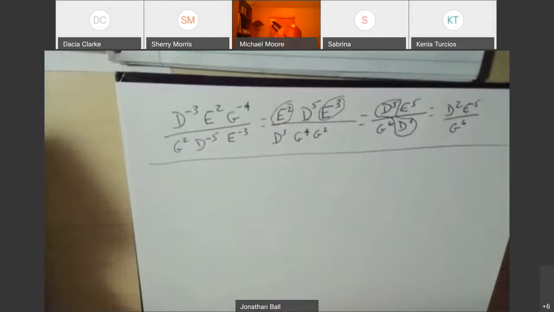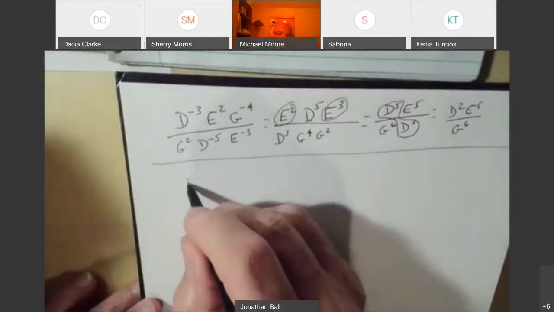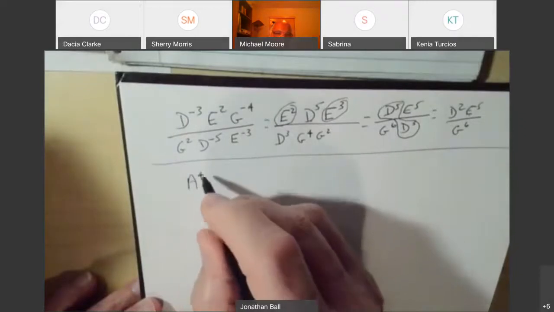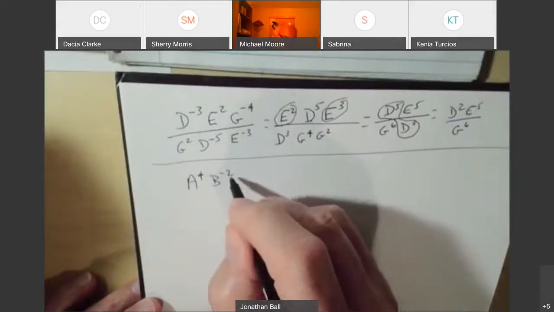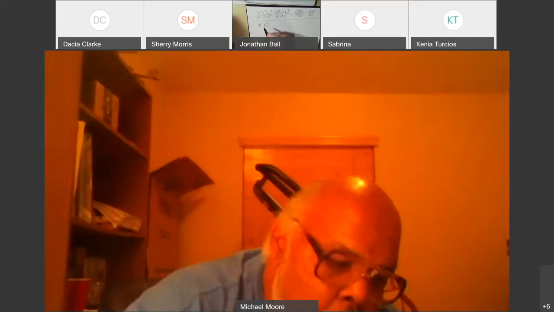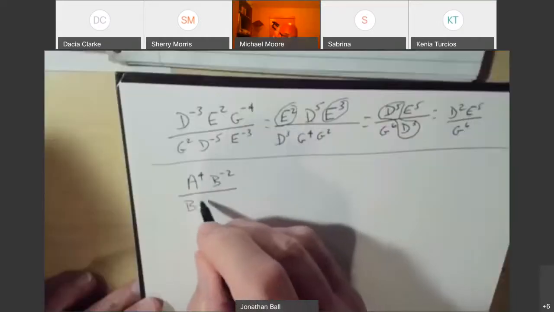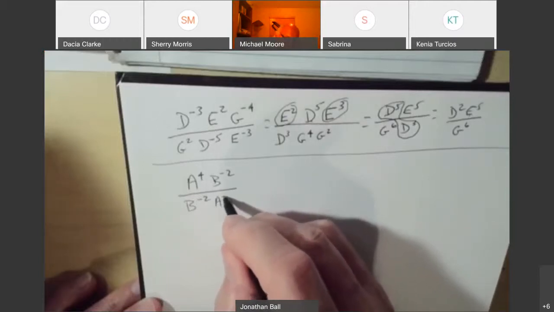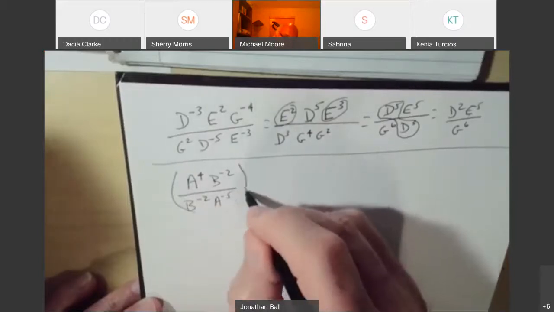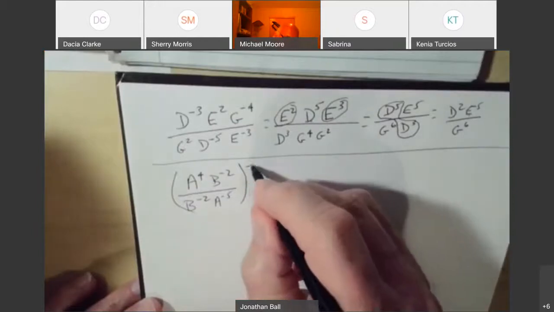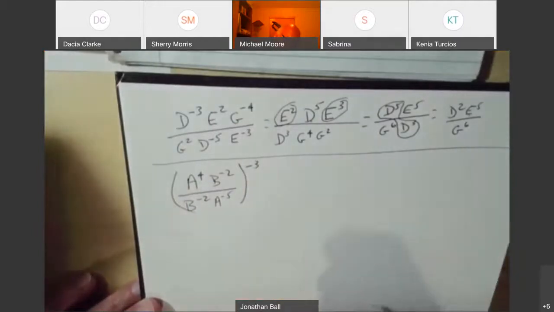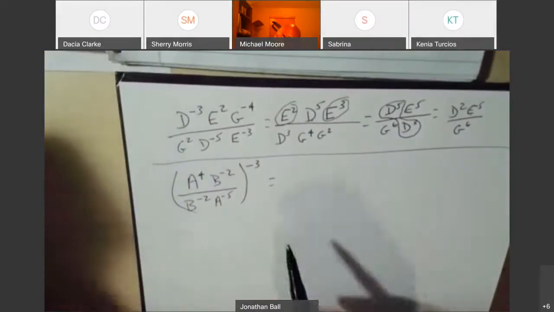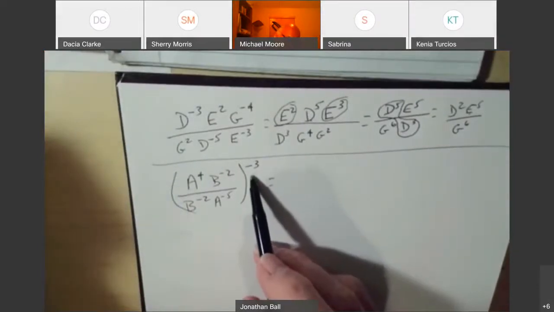Okay. Now this is about as difficult as these get. If you have a to the 4th, b to the minus 2 over b to the minus 2, a to the minus 5, all in parentheses, raised to the negative 3rd power. Now, this is the power rule.